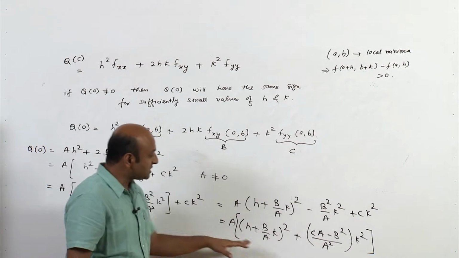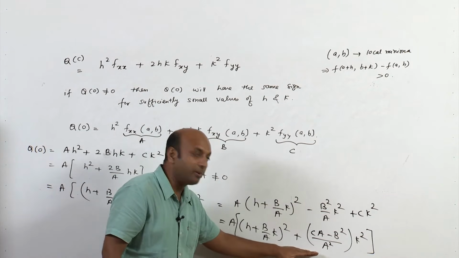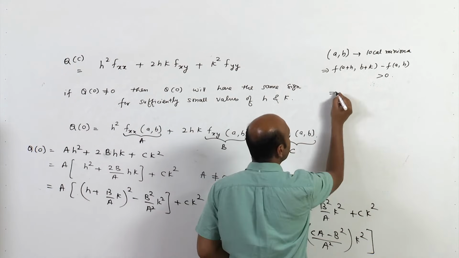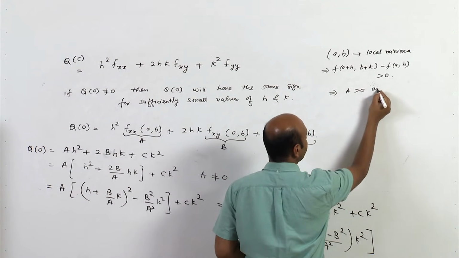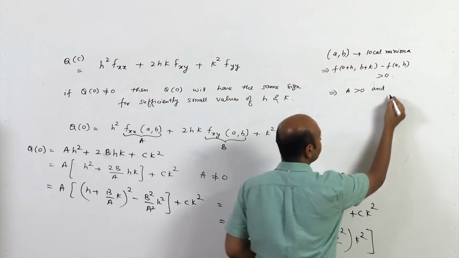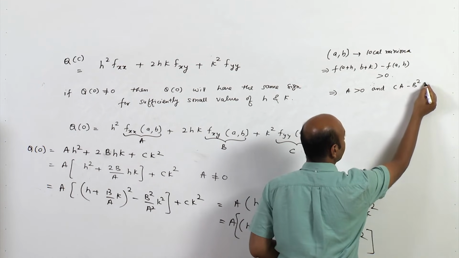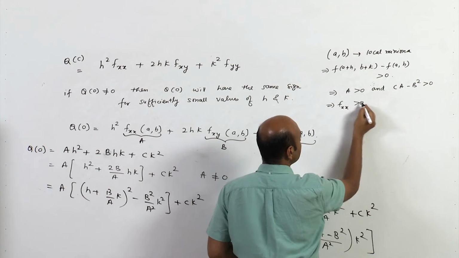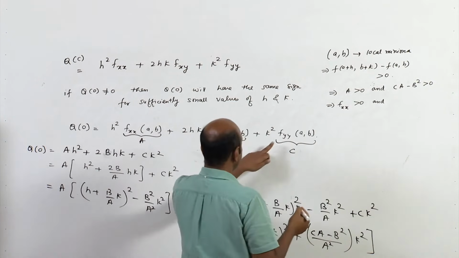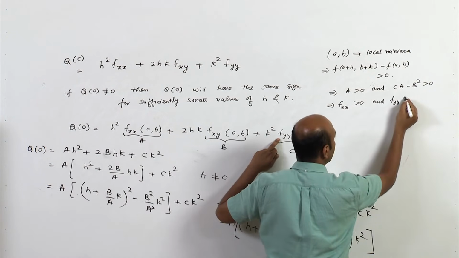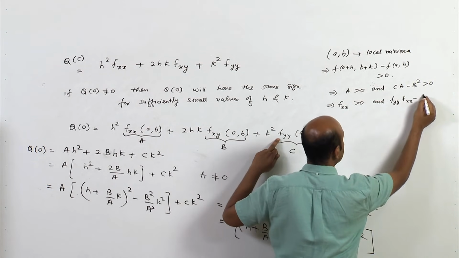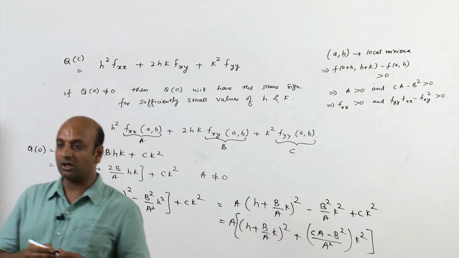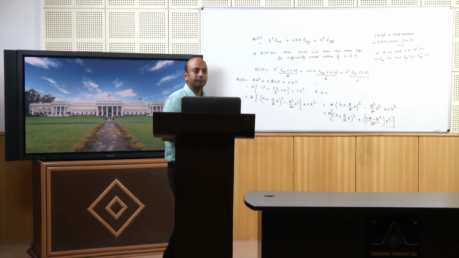Now, for this to be positive no matter what h and k you are taking, a must be positive, so a is positive, and this must be positive. This implies f_xx at that point must be positive, and what is c? C is f_yy f_xx minus f_xy squared, and it must be positive. So, this is the first condition for local minima.